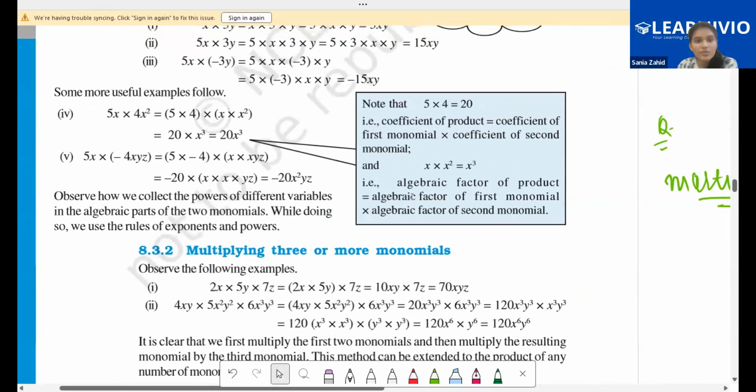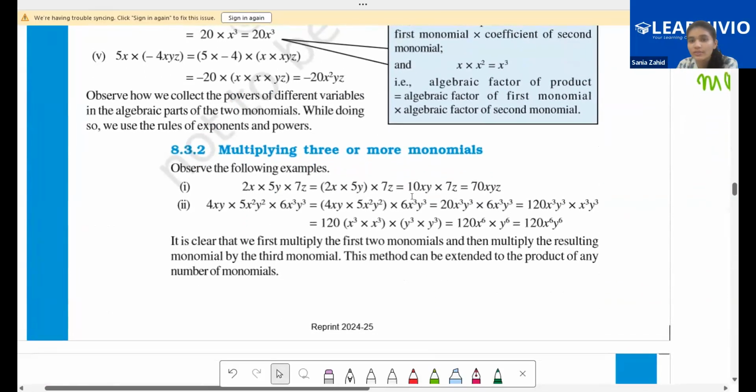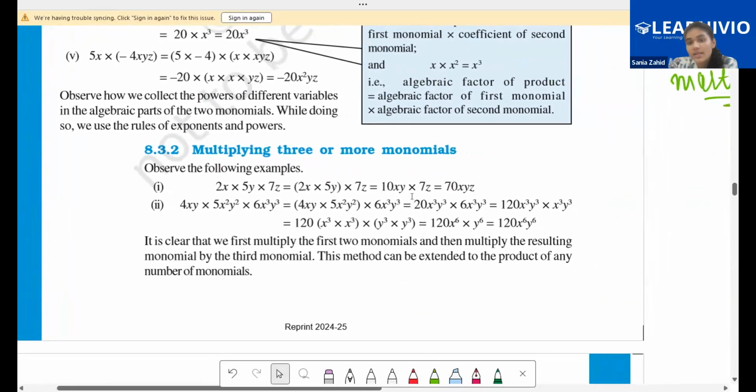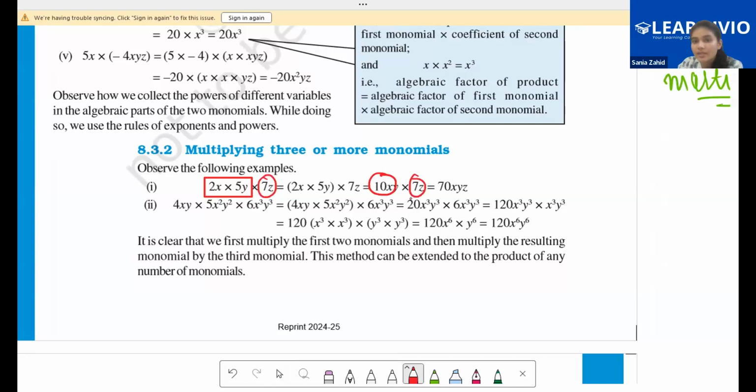Okay, so the next question is this one, so easy only. Multiplying 3 or more monomials. Now, how can you multiply 3 or more monomials? Either you can open up all of them and solve them one by one, or you can first multiply 2x with 5y. What answer do you get? You get 10xy. Then you multiply it with 7z, and on multiplying you get 7xyz. Right? Right, children? Yes.